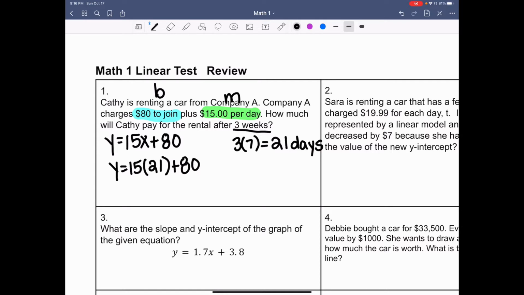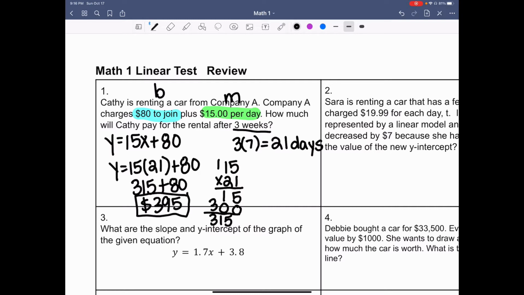Now, some of the problems are going to be calculator inactive, so we're going to multiply this by hand. So we have 5 times 1 is 5, and then 1 times 1 is 1. Placeholder, and then we have 2 times 5 is 10, carry the 1, 2 times 1 is 2, plus 1 is 3. So we get 315. However, do not forget, very important, to add the 80 to it. So the total is going to be $395, our final total for Kathy.